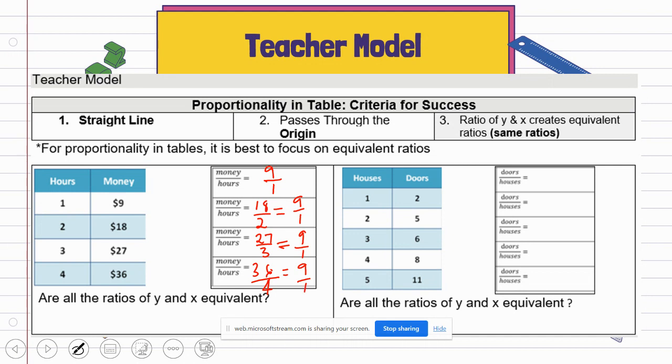So, are all the ratios of y and x equivalent? Yes. So this graph shows proportionality. Now in this case, we can see houses being compared to doors.